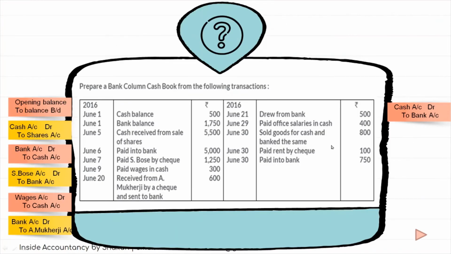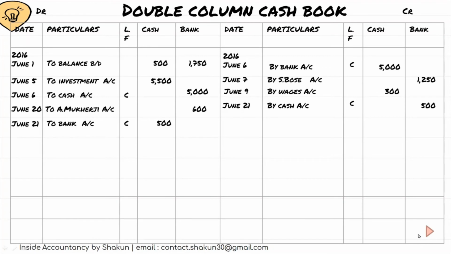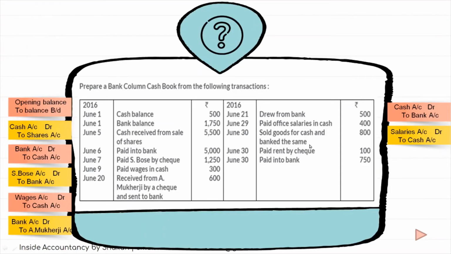Paid office salaries in cash, simple entry. We are making a payment of salaries through cash. Since it is a payment, it will be mentioned on the credit side of the double column cash book by office salaries. And since the payment is made through cash, therefore the amount has been mentioned in the cash column. So going back to the question, next transaction is sold goods for cash and banked the same.